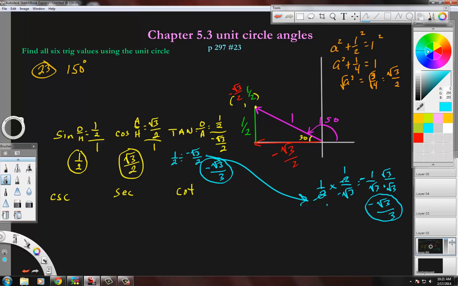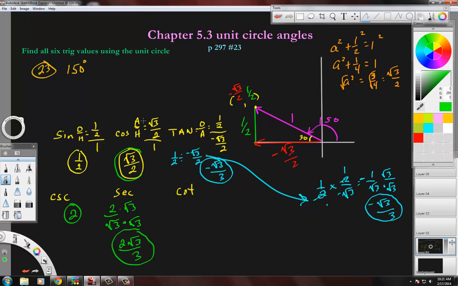So now let's do the reciprocals. I'll do all those in green. The cosecant would be the reciprocal of this. That's 2. The secant would be the reciprocal of this answer here, which is 2 over radical 3. And I think you see where I'm going with this. You multiply by radical 3, and that would be 2 radical 3 over 3. Final answer there.